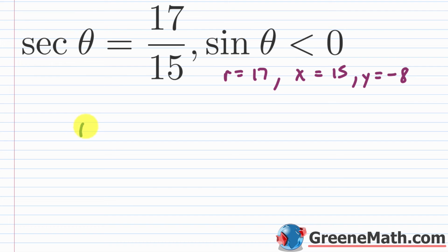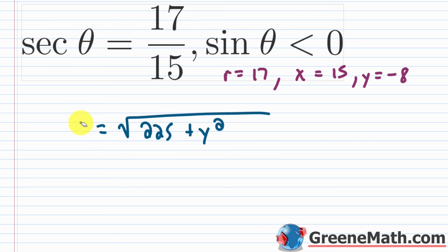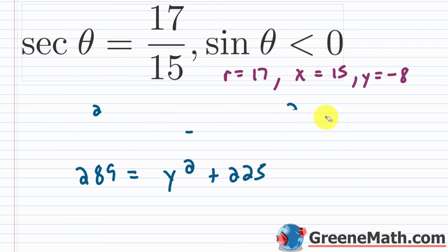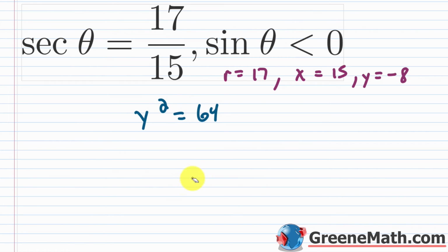So essentially you have your r is equal to the square root of x squared plus y squared. So x here is 15. 15 squared is 225. And then for r, that's 17. And then if you square both sides, let me show this so that nobody's lost. You're going to get 289 is equal to y squared plus 225. If you subtract 225 away from each side, you're going to end up with y squared is equal to 64. And again, from the square root property, y is equal to plus or minus the square root of 64. So y equals plus or minus 8.